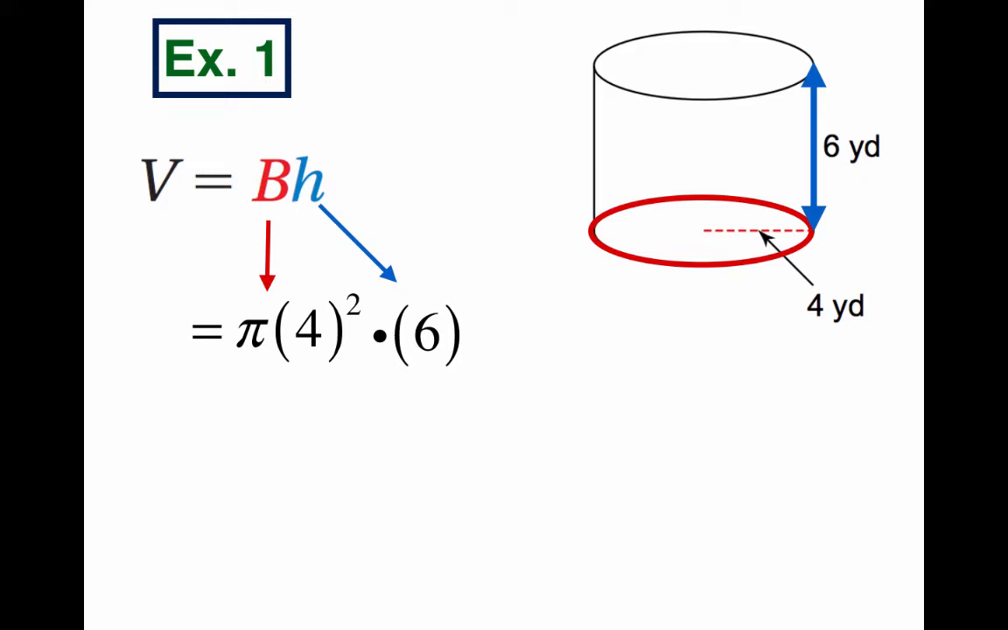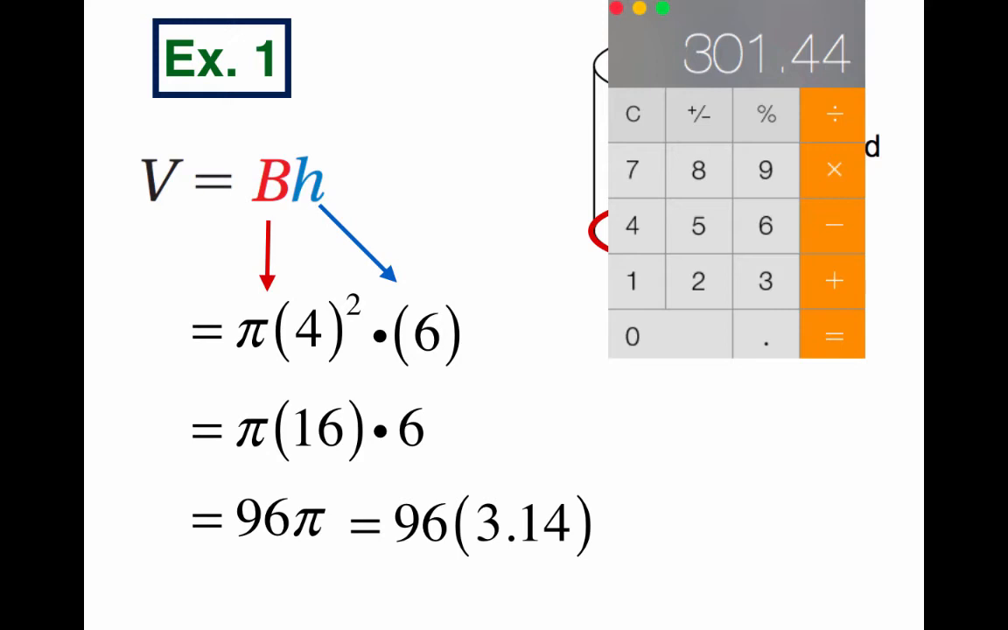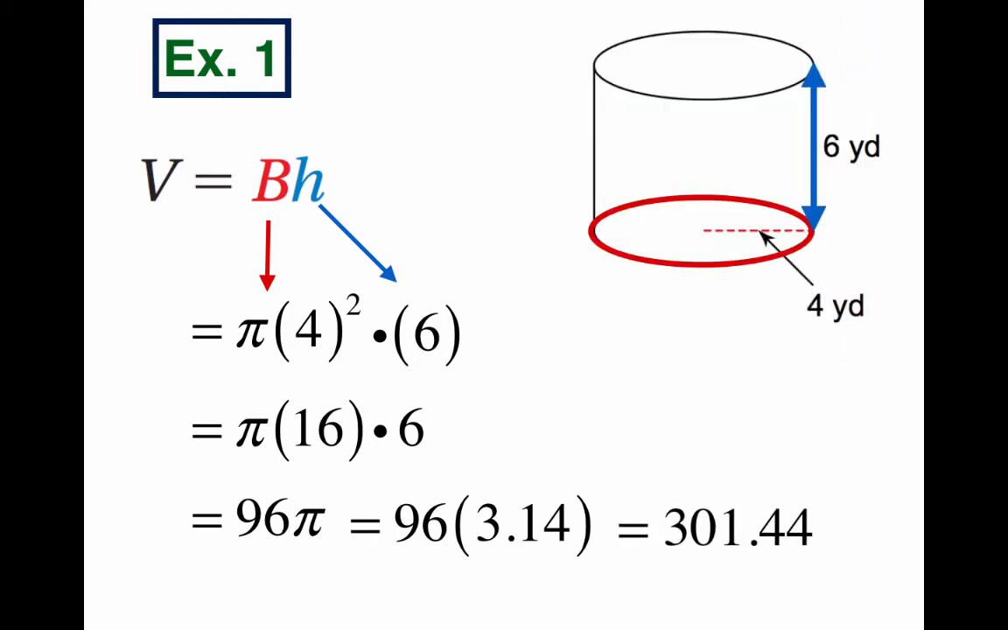So let's think about our math here. 4 squared means 4 times 4. That would be 16. Then we got to times it by 6. 16 times 6 is 96, so we get 96 pi. And if I didn't have a calculator, I might stop right here for my answer. But I'm going to grab a calculator and I'm going to multiply 96 times the 3.14. And 96 times 3.14 is this number, 301.44. So we're going to write equals 301.44. And then we're going to put our units on there, yards cubed, cubic yards. So that is how much volume we have inside this cylinder, 301.44 yards cubed.